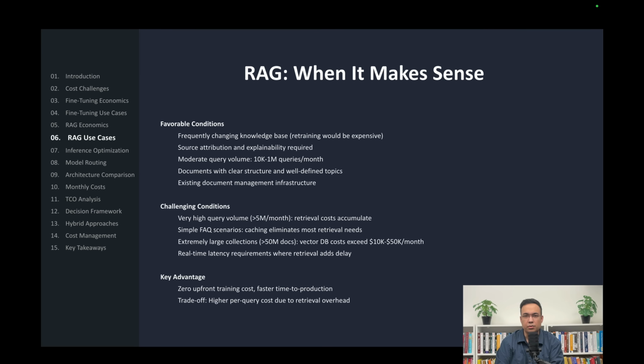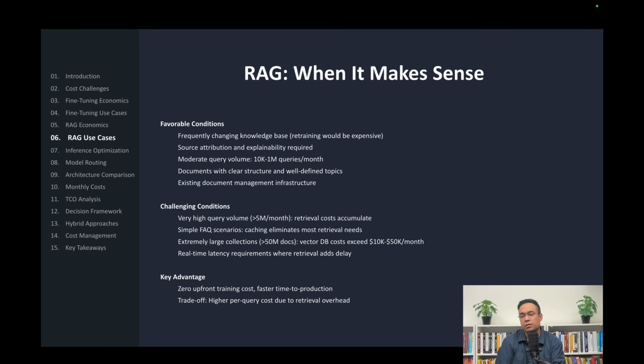Third is a moderate query volume, let's say in the range of 10,000 to 1 million queries per month. Below this, even simpler approaches work fine. Above this, the per query costs start to accumulate pretty significantly. Fourth is documents with clear structure and well-defined topics. RAG works best when your retrieval can cleanly separate relevant information from the irrelevant information.